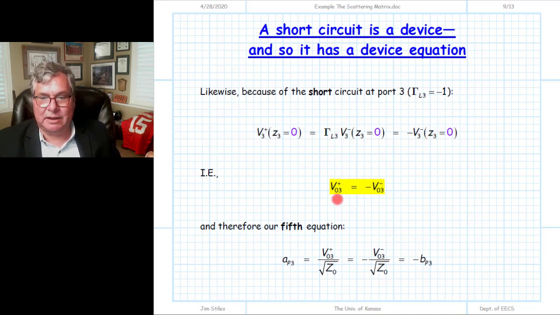So from this equation, we can come up with this result relating the plus wave amplitude on port 3 to the minus wave amplitude in port 3, and we see they're of equal magnitude, but opposite phase, 180 degrees. And from that, we can then make a relationship between the normalized incident wave amplitude, I should say, at port 3 to the normalized scattered wave amplitude at port 3. And again, they're related simply by a phase change of pi radians, 180 degrees.